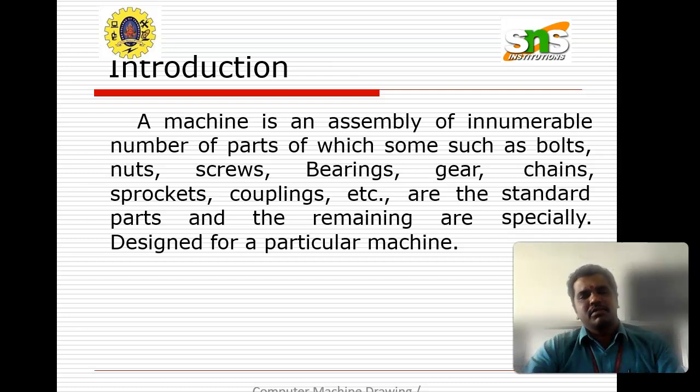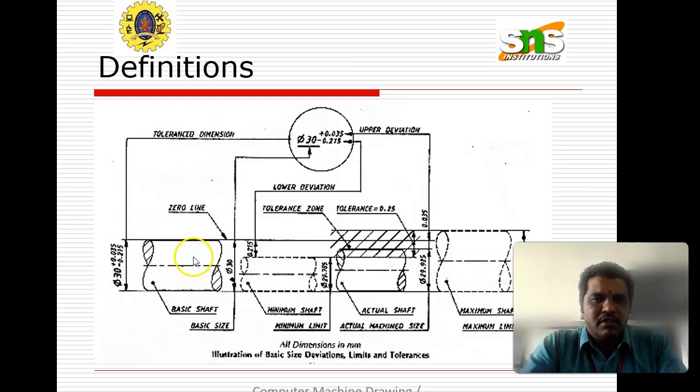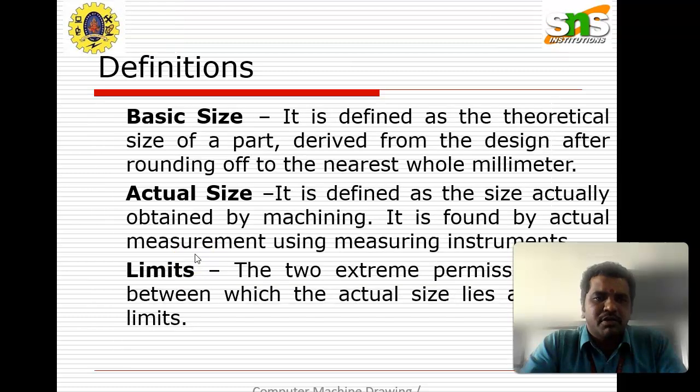The machine is a very important medium of assembly, and an innumerable number of parts has to be used for various assembly parts, such as bolts, nuts, screws, bearings, gears, chains, sprockets, couplings, etc. In this subject, we are going to deal with each and every individual part, how it will be manufactured in the different assembly sections, and from the design stage to the development stage, one by one.